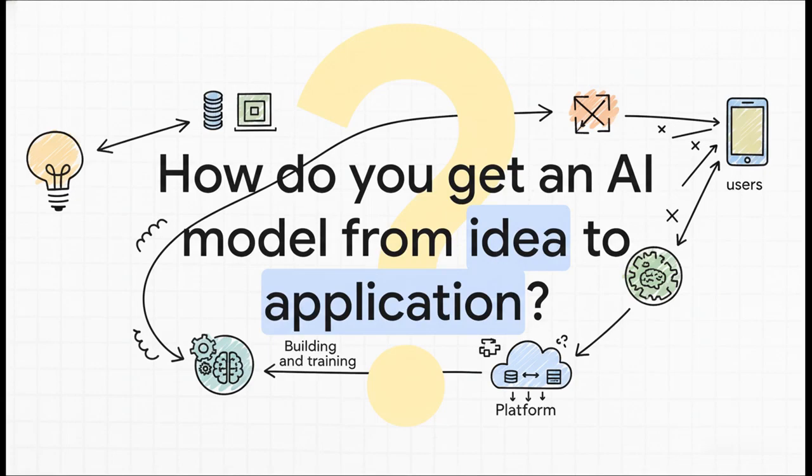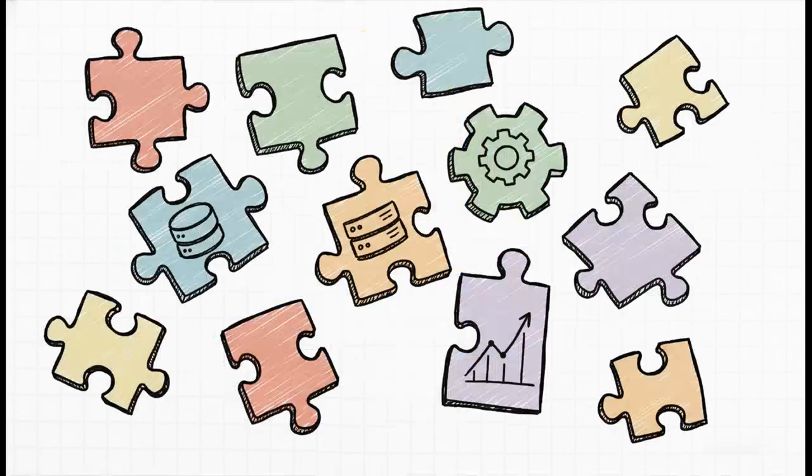You've got this brilliant idea for an AI model, but what's next? How do you actually build it, train it, and get it into the hands of your users? That journey is almost never a simple straight line. For most teams, the answer has always been to kind of piece everything together. You end up using one service for your data prep, a totally different one for model training, and then, you guessed it, another one for deployment and monitoring. It's like trying to build a puzzle with pieces from 10 different boxes.